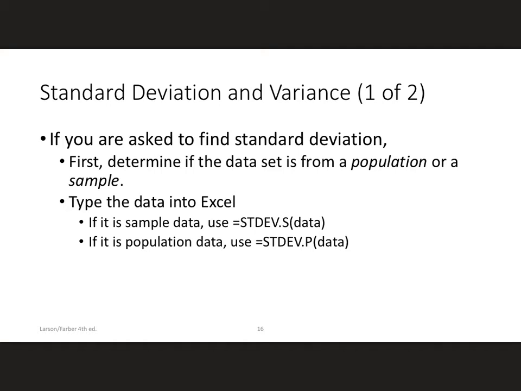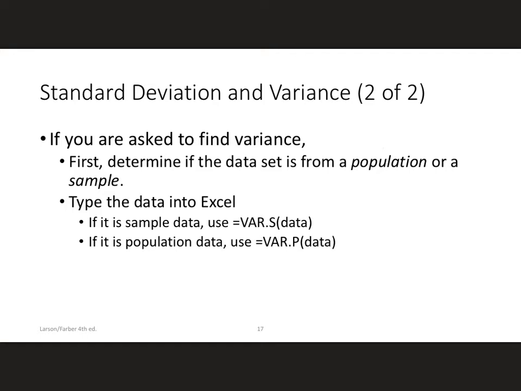So, standard deviation and variance. If you are asked to find a standard deviation, the first thing you need to do is determine if the data set is from a population or a sample. And then you're going to just type the data into Excel. Remember, if it's sample data, you'll use equals STDEV.S and the data. If it is a population data set, you'll use STDEV.P and select the data.